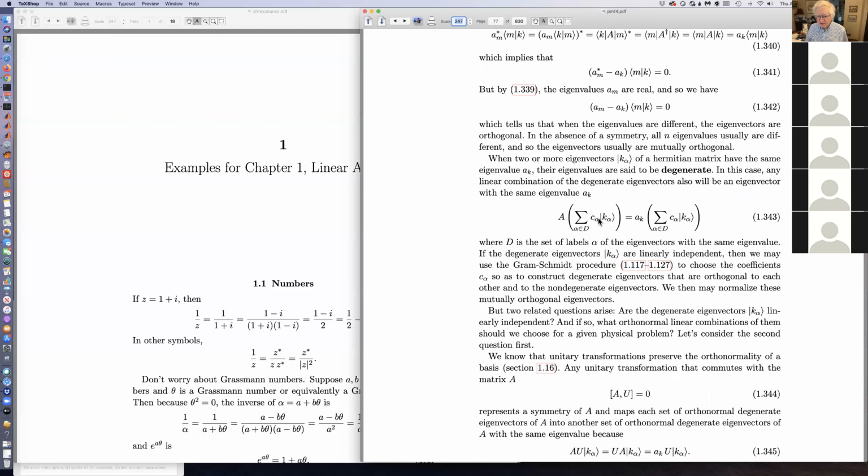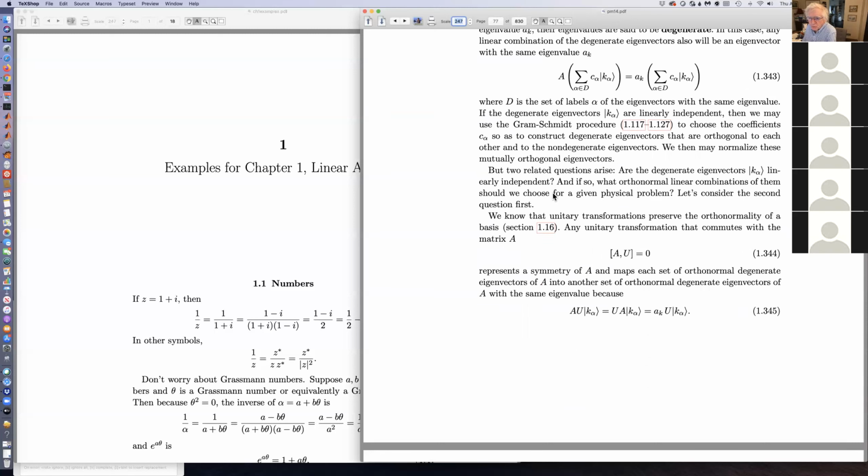And so that's how we proceed. Now, we can consider two related questions. Are the degenerate eigenvectors linearly independent? And if so, what orthonormal linear combinations of them should we use for a given physical problem? Well, let's look at the second question first. We know that unitary transformations preserve the orthonormality of a basis.